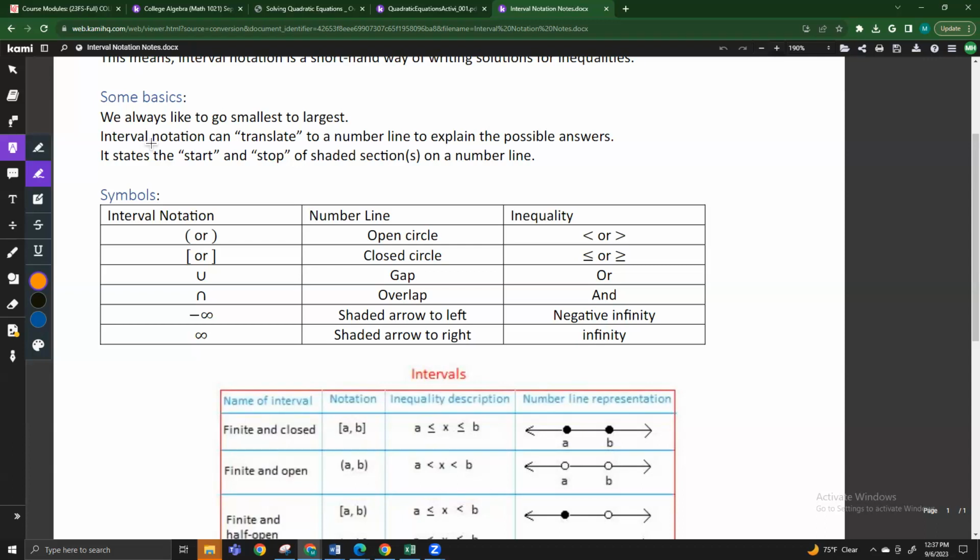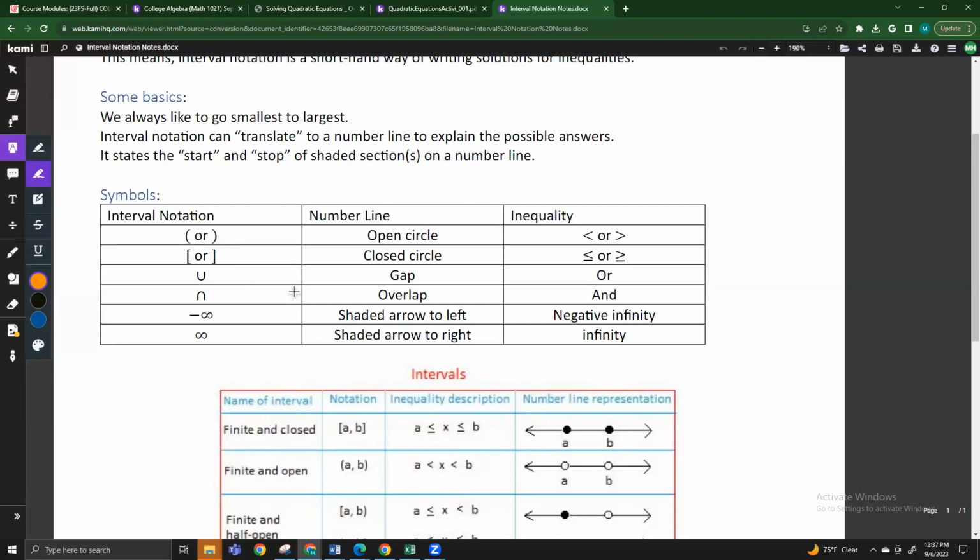So it's always going to tell us the starting point and the ending point of a shaded part on a number line. So if I have an open circle on a number line, I'm going to use the rounded parentheses. Just so that you know, we can mix and match things as well. If I see a rounded parentheses, it's going to be an open circle on a number line. Closed circles are square brackets, just plain old square.